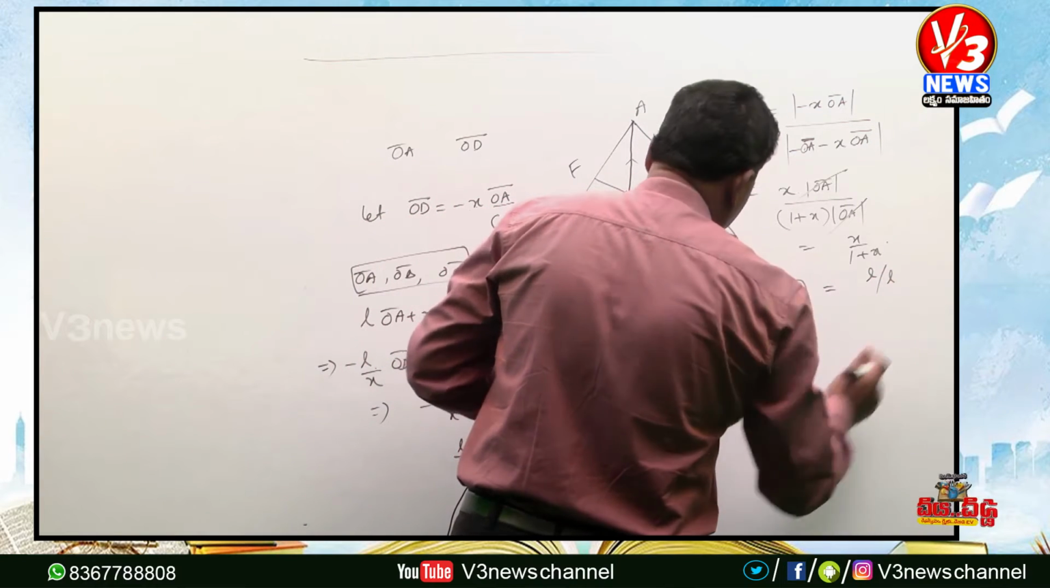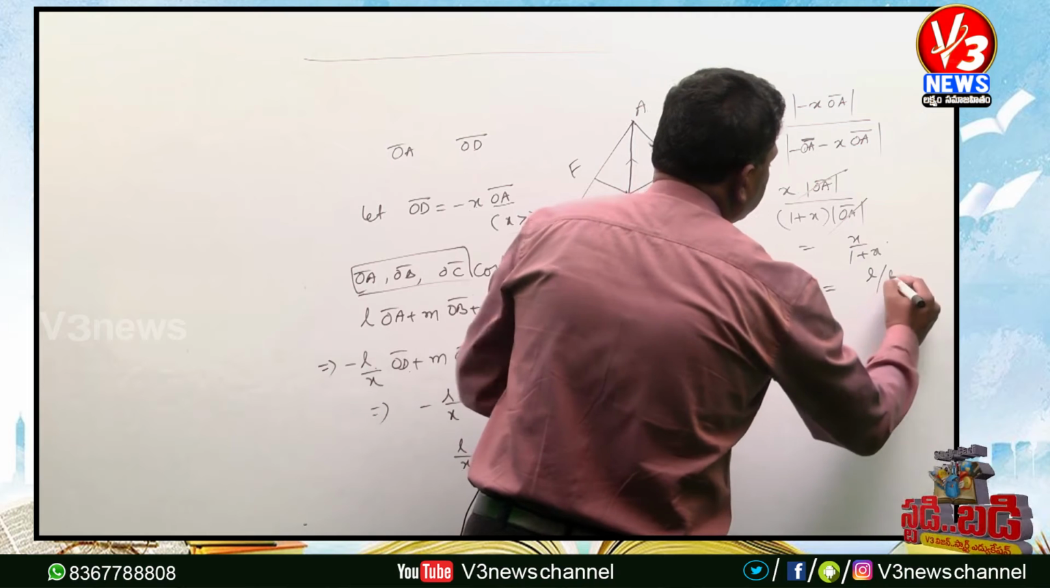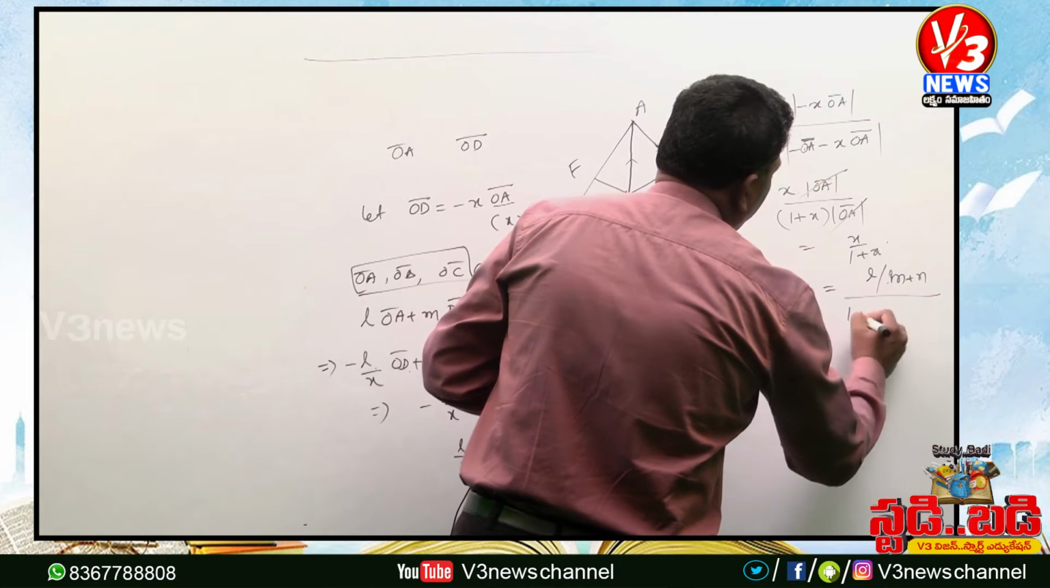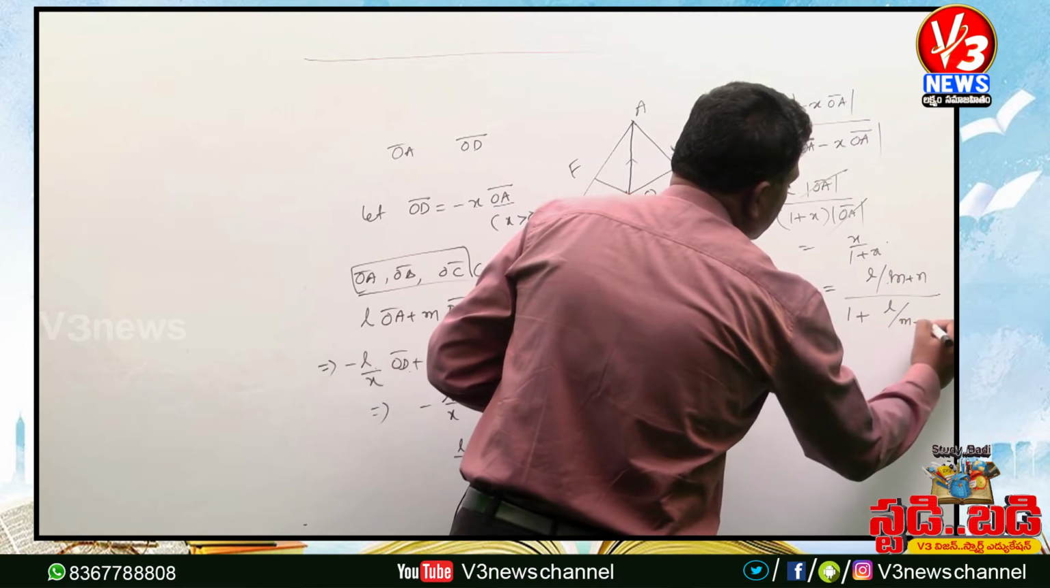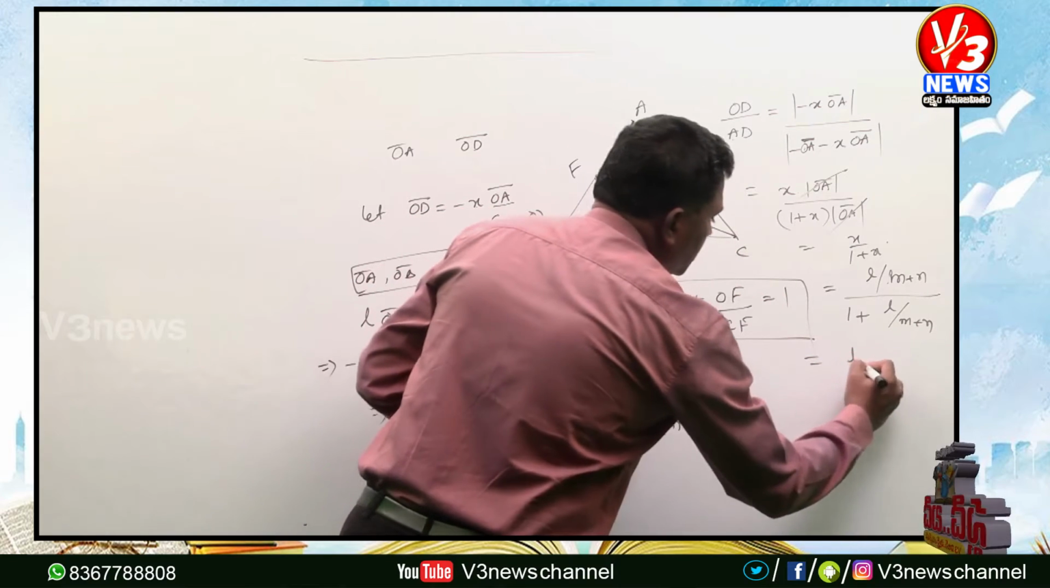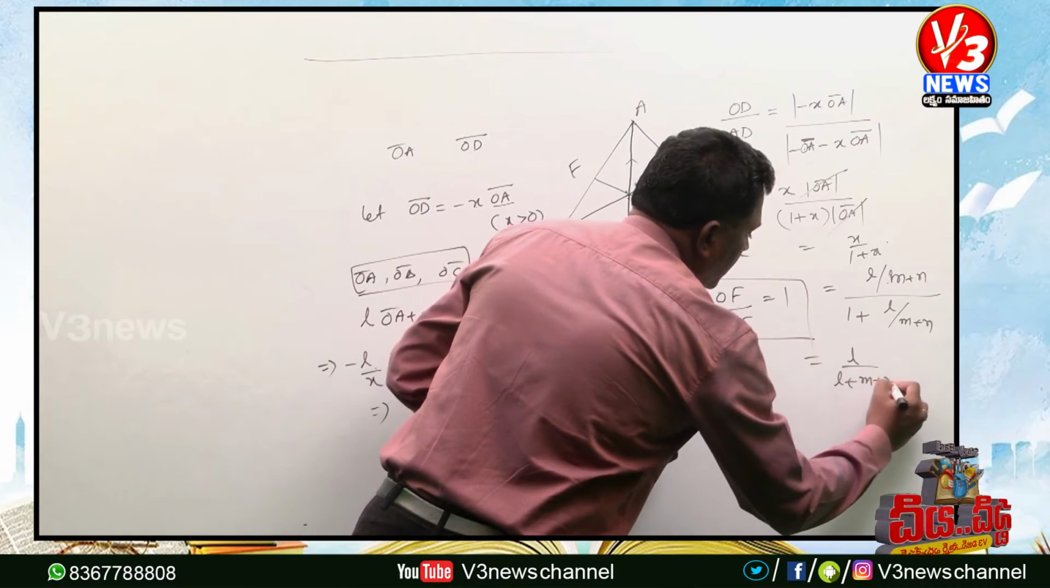L by M plus N divided by 1 plus L by M plus N is equal to, we are getting, L by L plus M plus N.